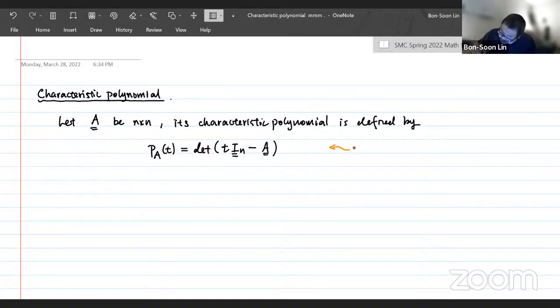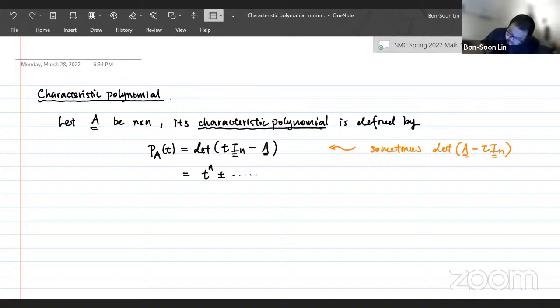Now, a note is that in some literature, sometimes we define this as the determinant of A minus T I. Most of the time, it doesn't really matter, except that the leading term will have a plus or minus sign. But if you define it like this, the leading term is always going to be T to the n, plus or minus some coefficients. That is to say, the characteristic polynomial is always going to be a degree n polynomial in T, where the leading coefficient is 1. If you define it using the orange way over here, then the leading coefficient could be plus 1 or minus 1, depending on the size n. So there's an advantage in defining it this way. The leading coefficient is always 1.